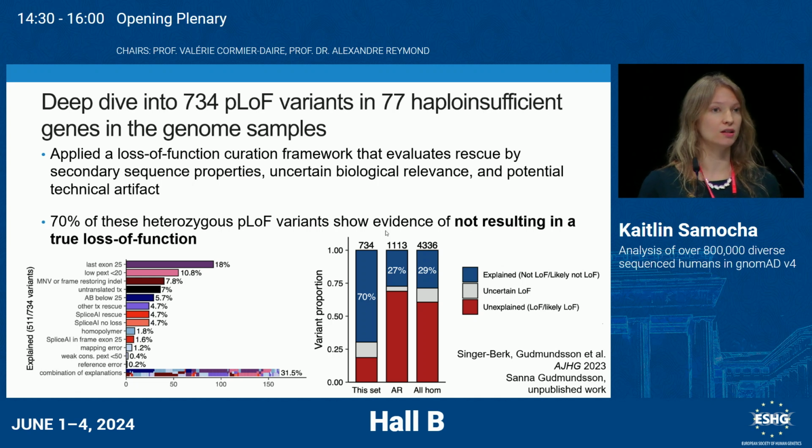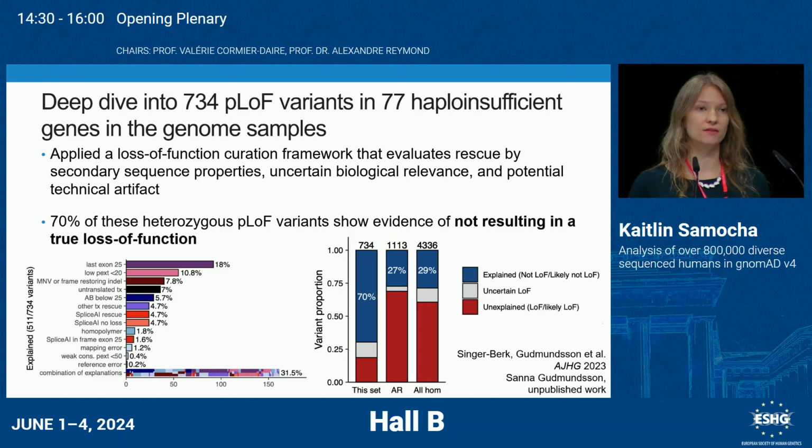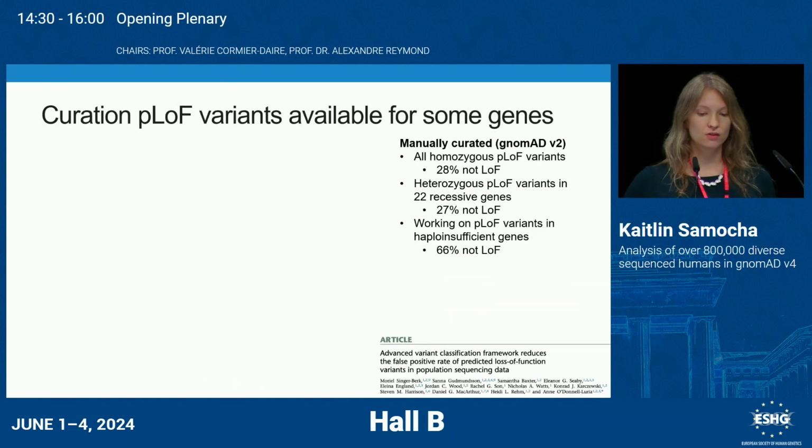have some kind of evidence of not being truly loss of function, or 29% from a set of homozygous loss of function variants found in the gnomAD v2 data set. So that manual curation I just mentioned was done in gnomAD v2. Again, the homozygous loss of function variants or the heterozygous loss of function variants in recessive genes, we have a little under a third with some evidence of not being truly loss of function. But as soon as you shift to haploinsufficient or more dominant genes, it's a very different story.